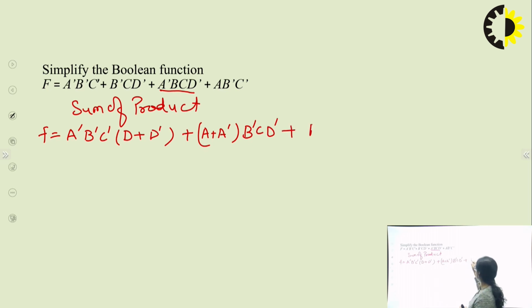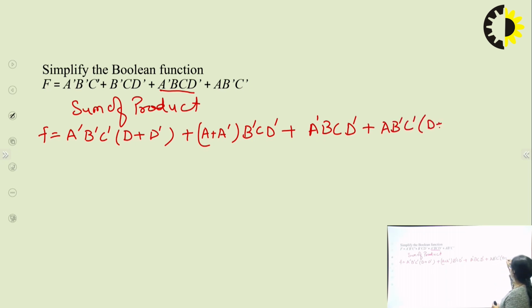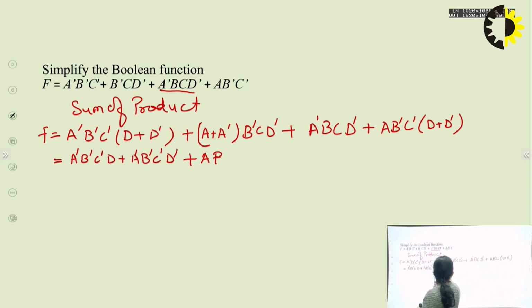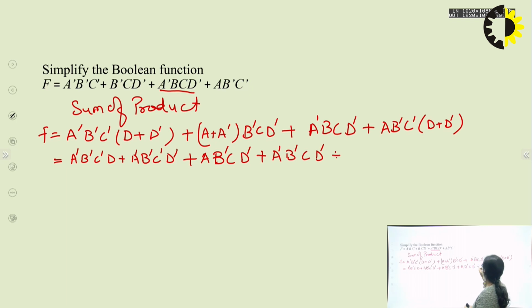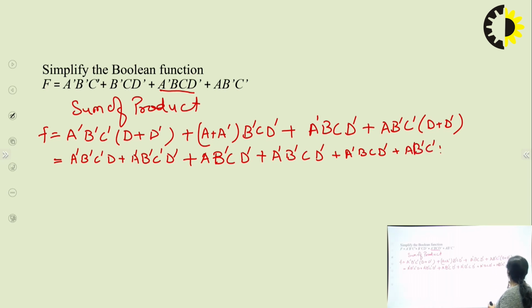Then we will go, this literal is having all the values, so we don't go with this. Here we are again missing D, so we add D plus D dash. We multiply. Now if we expand this, A B dash C dash A dash B, D plus A B dash C dash D dash.